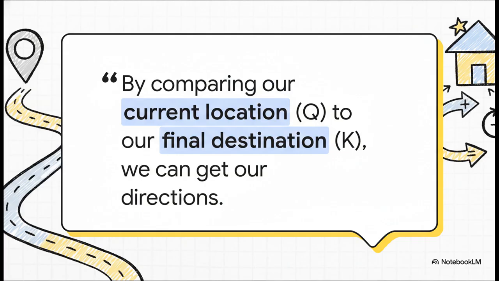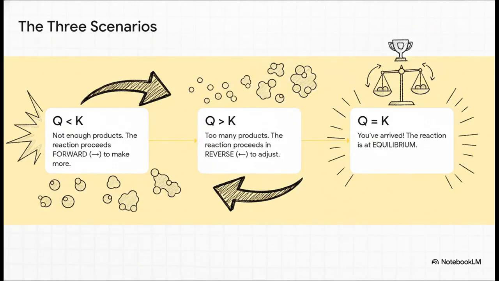It tells us if we need to keep going forward, turn around and go in reverse, or just stop because, hey, we're already there. And there are only 3 ways this can go. 1, if your Q is less than K, your ratio of products is too small. You need to make more, so the reaction proceeds forward.